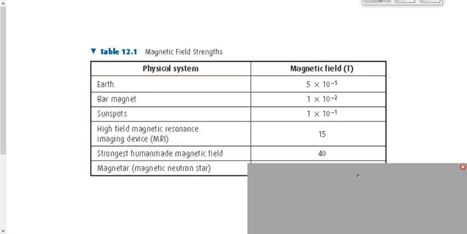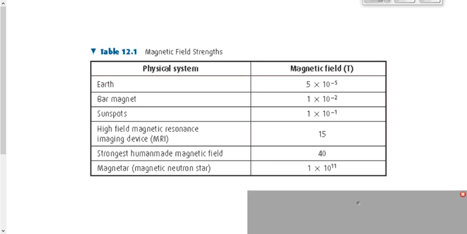Finally, a magnetic neutron star. This is what you want to stay away from. That's about 10 to the 11 Tesla. I would assume, I don't know this for sure because I've never been close to one of these things, but if you ever did get close to one of these things, that would be a strong enough magnetic field to probably suck the iron right out of your blood.